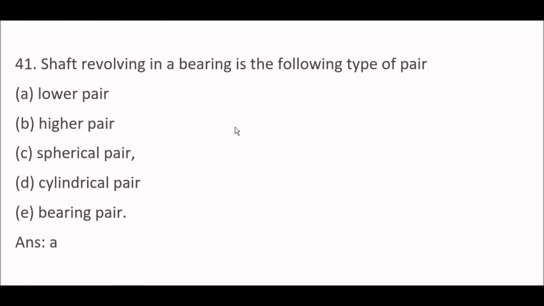Next question. Shaft revolving in a bearing is the following type of pair. Option A, lower pair, option B, higher pair, option C spherical pair, option D cylindrical pair, and option E bearing pair. Right answer is option A lower pair.